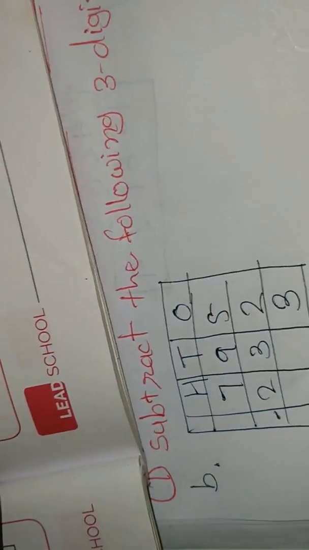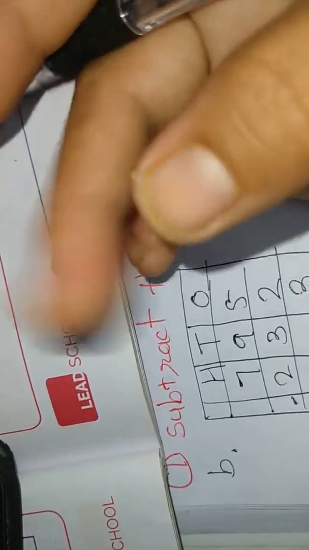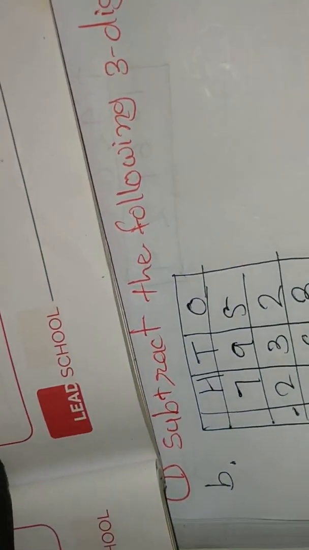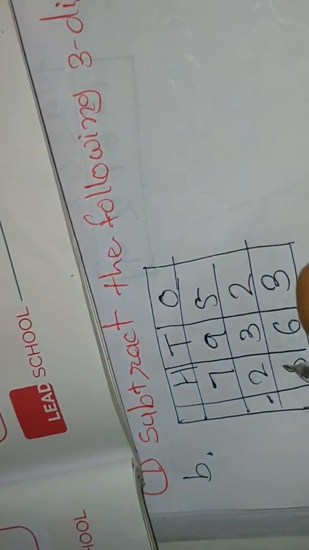5 on your finger, cut 2: 1, 2. The remaining number is 1, 2 and 3, so we write 3 here. 9 minus 3: 9 on your finger, 1, 2, 3, 4, 5, 6, 7, 8, 9. Cut 3: 1, 2 and 3. The remaining number is 1, 2, 3, 4, 5 and 6, so we write 6. Then 7 minus 2: 7 on your finger, cut 2. The remaining number is 5, so we write 5 here. The answer is 563.